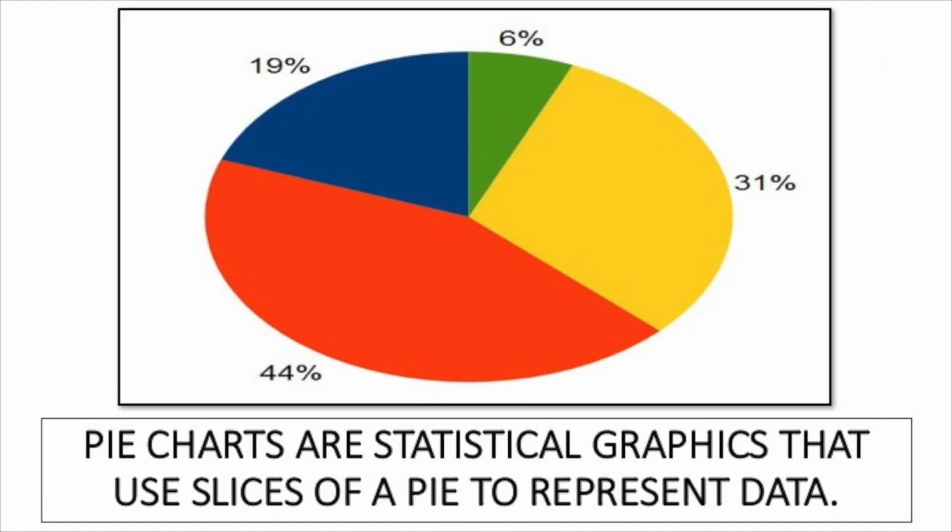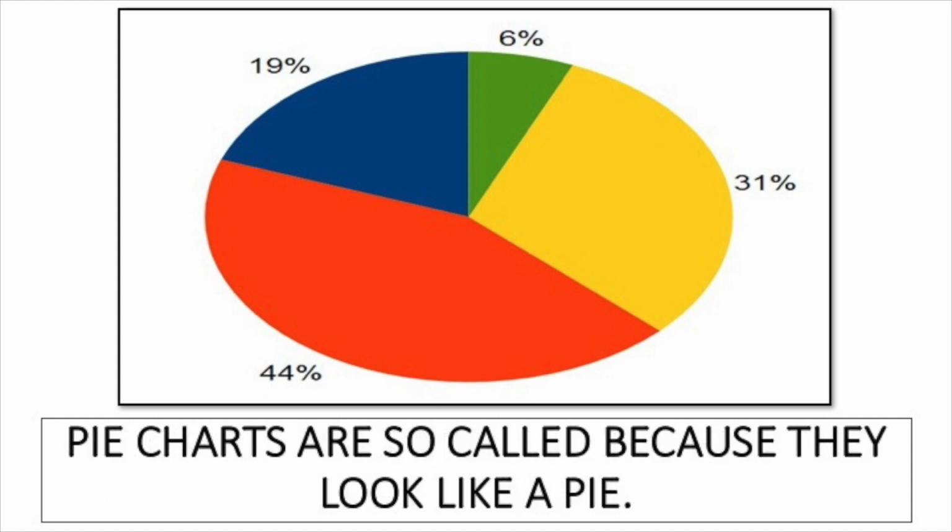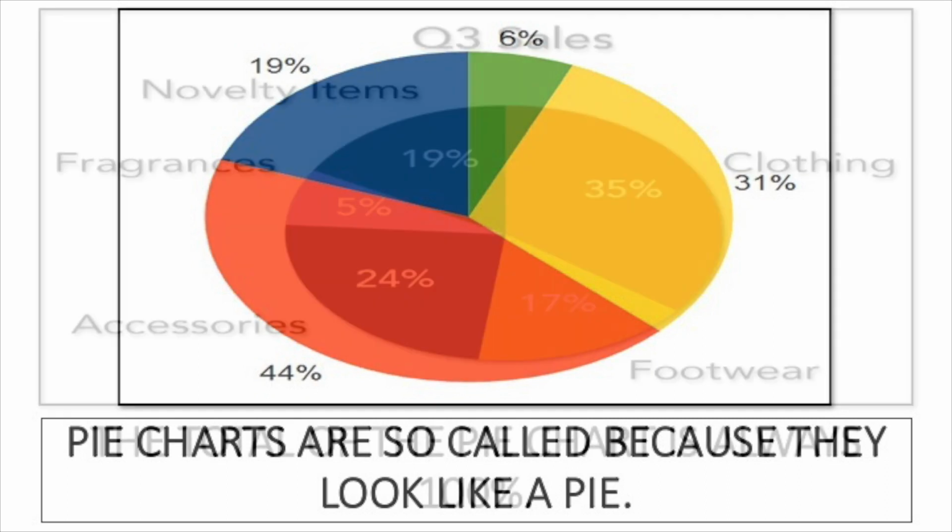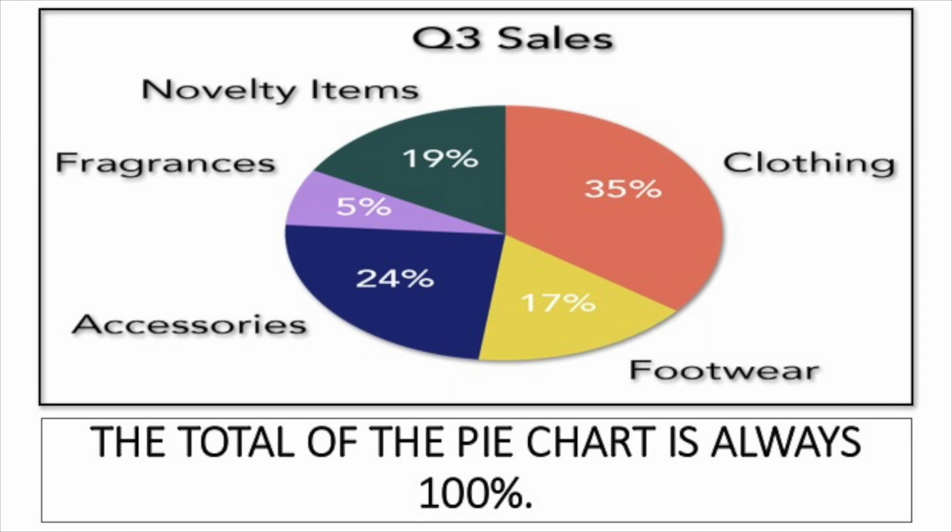Pie charts are statistical graphics that use slices of a pie to represent data. Pie charts are so called because they look like a pie. Yes. The total of the pie chart is always 100%. That's what we need to remember.